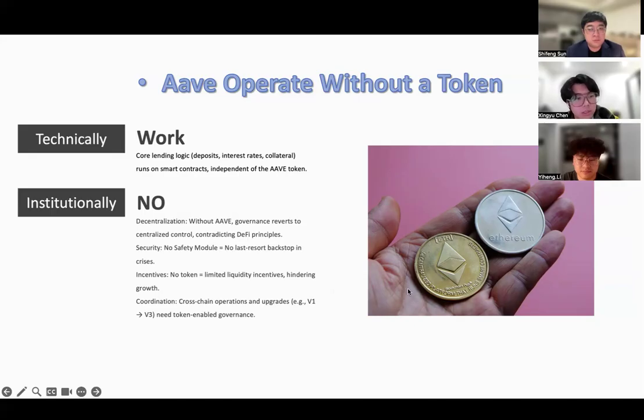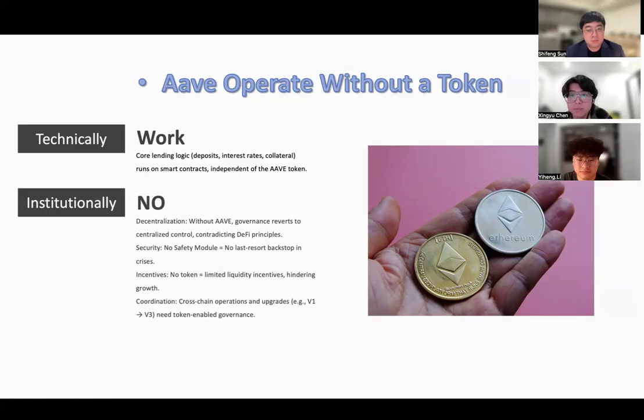And also, when it comes to cross-chain coordination and upgrading smart contracts, like moving from version 1 to version 3, a coordinated governance mechanism is absolutely necessary, and the token enables that. So even though AAVE isn't technically essential, it's a foundational piece for decentralized, resilient, and scalable protocol operations. And the tokenless model might work for a small experimental project, but not for major infrastructure like Aave.